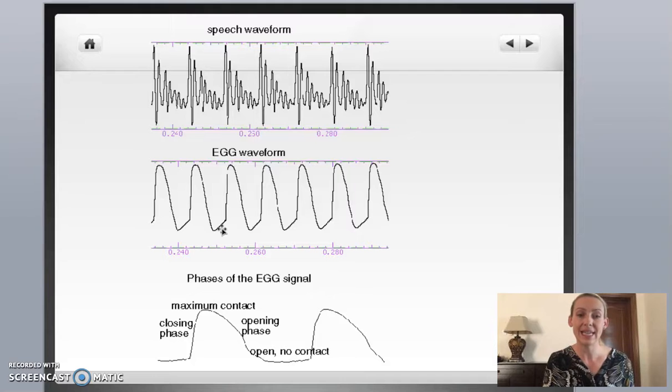So you can see that in time, what this EGG waveform is showing us is that the vocal folds are doing this. Like you could see in the video.